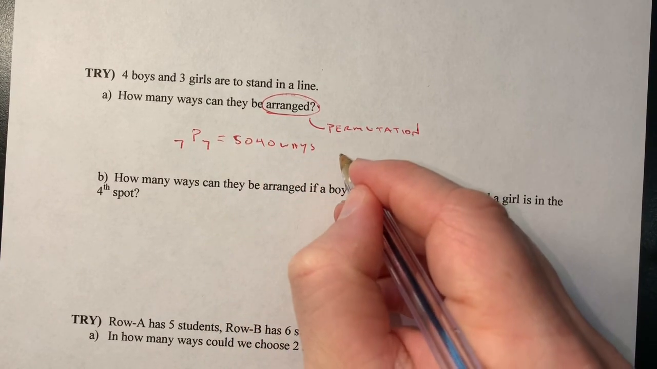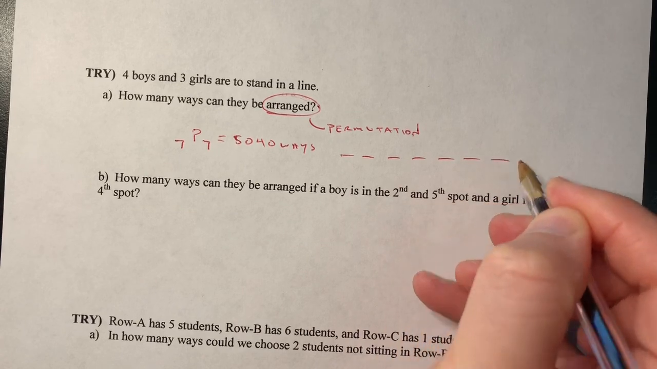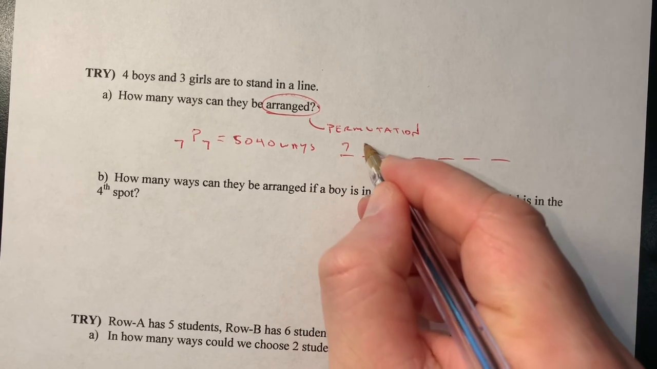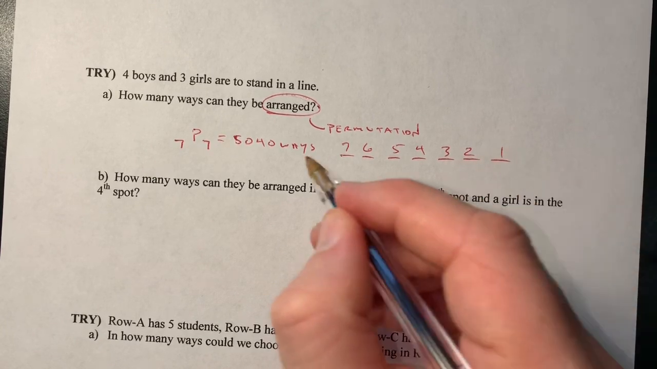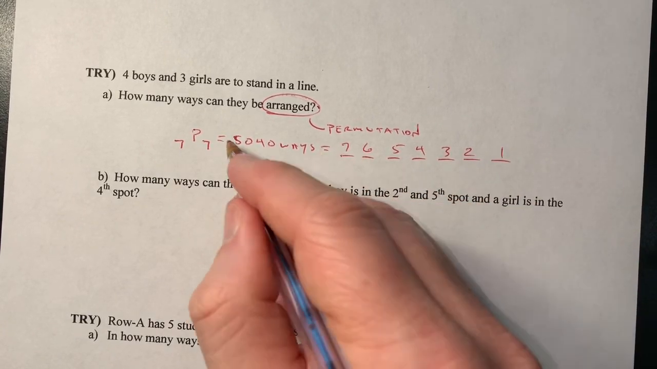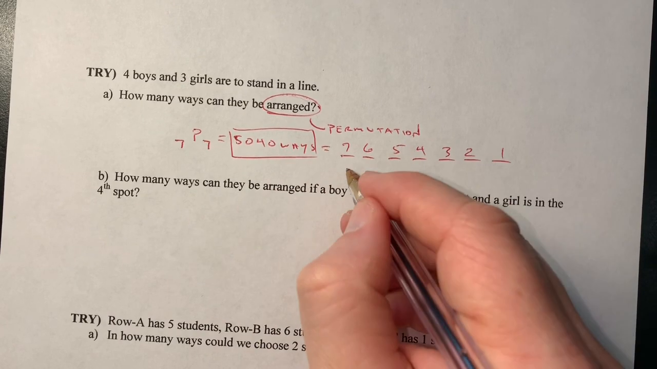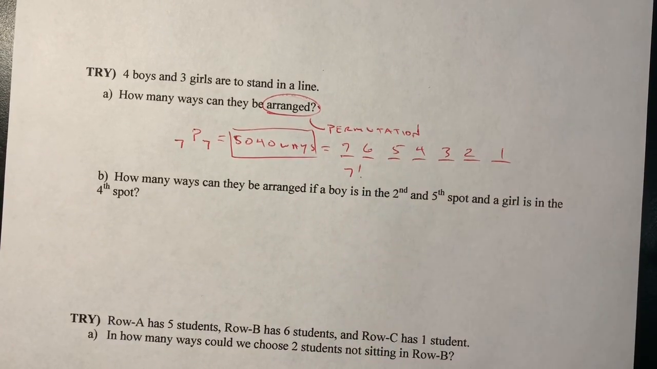Okay, and I could have done 7 blanks, 7 options, 6, 5, 4, 3, 2, 1 to get that same number of ways. I could also have done 7 factorial.